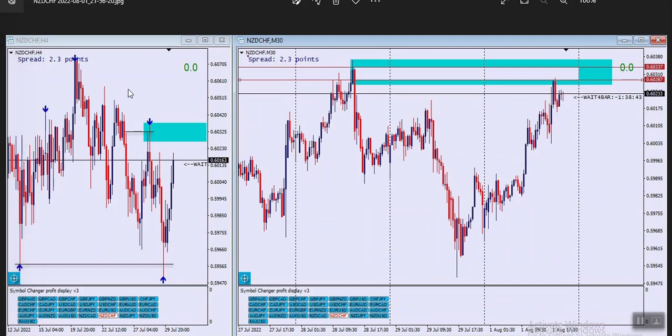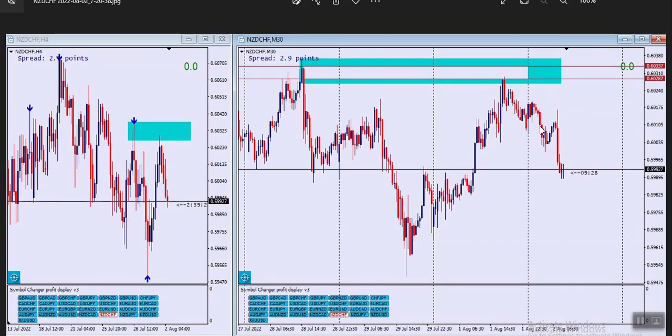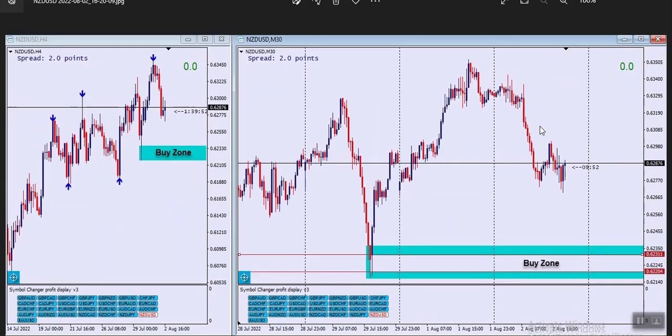This was another setup on NZD CHF. You see the rejection. After the rejection, price dropped and continued to drop until it took out this low, and price pulled back to my order block, and that was it, and continued to drop like that.